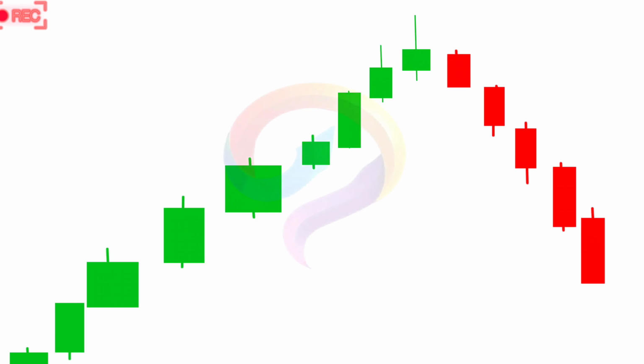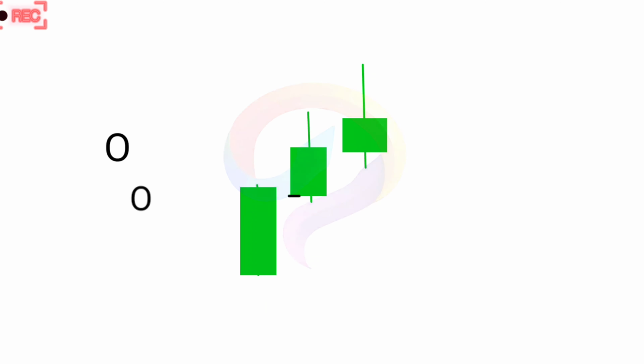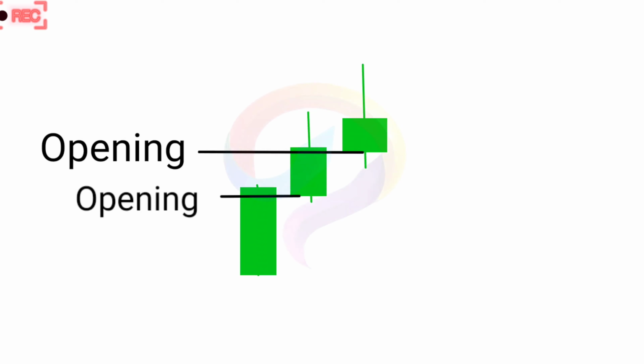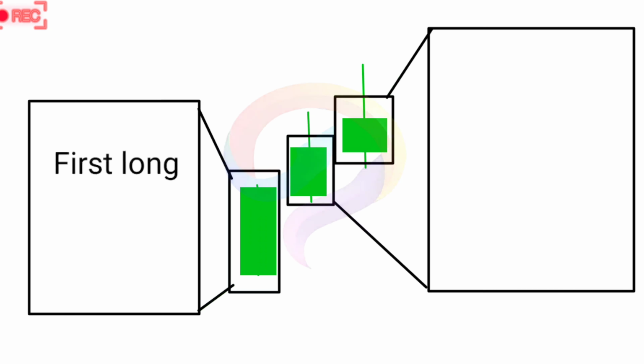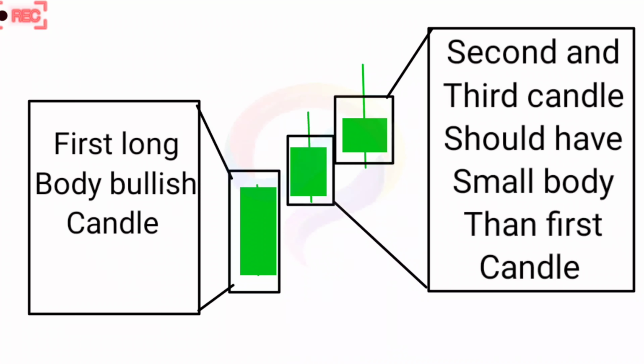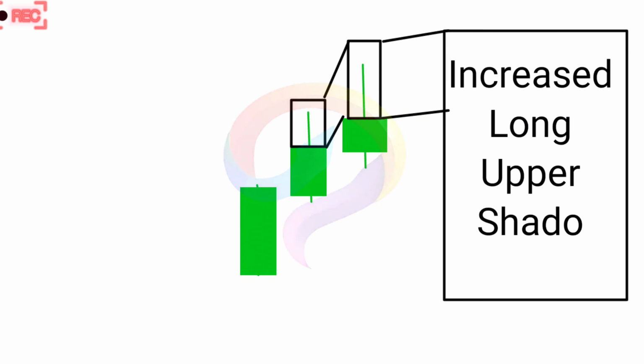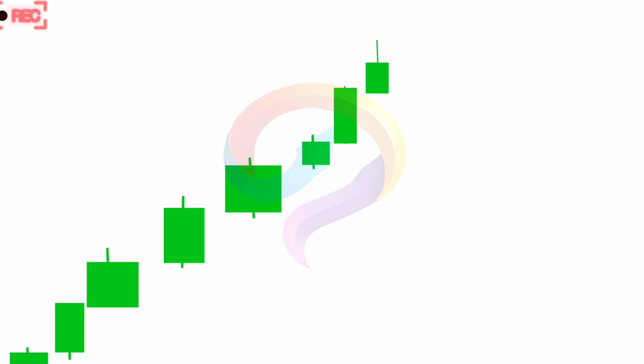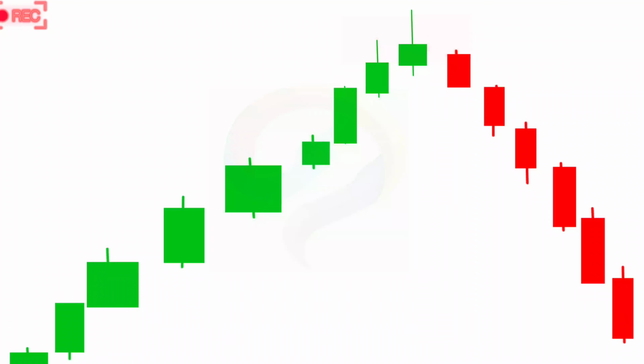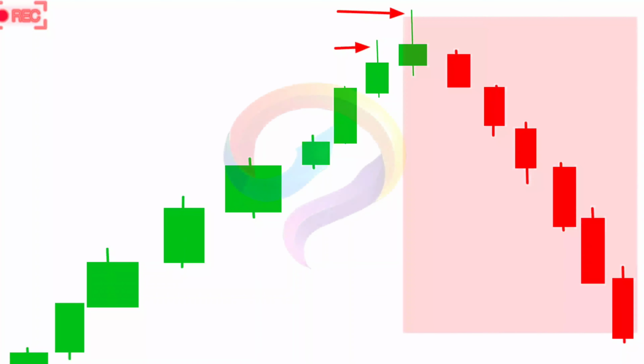The advance block is a bearish reversal pattern that signals a potential end to an uptrend. It consists of three consecutive bullish candlesticks, with each candlestick opening within the previous candlestick's body. However, the body of the second and third candlestick should be smaller than the previous candlestick, with increasingly longer upper shadows. The advance block pattern indicates that buyers are losing momentum, and the stock's upward trend is running out of steam. The long upper shadows show that sellers are stepping in to push the stock price down.